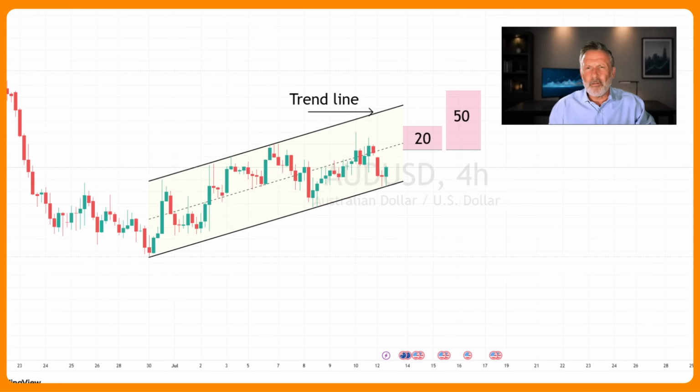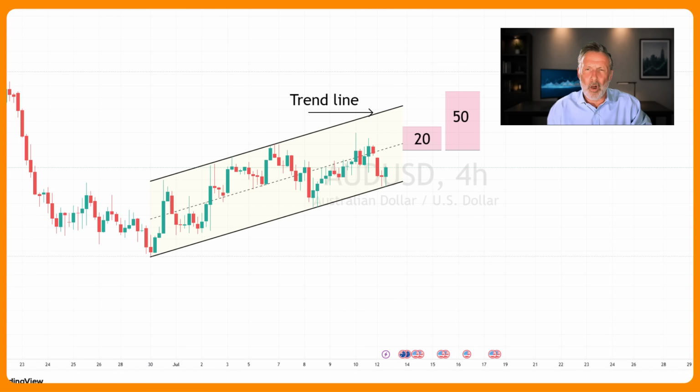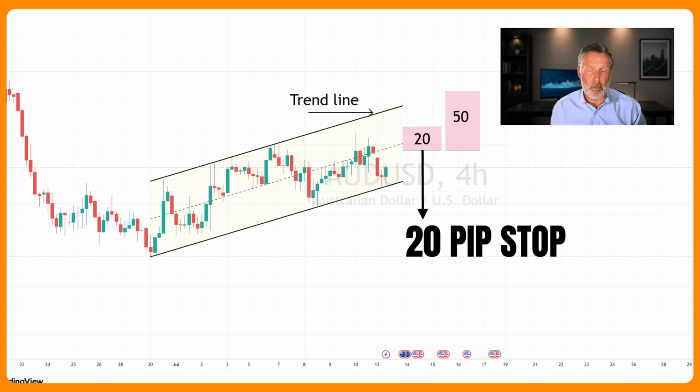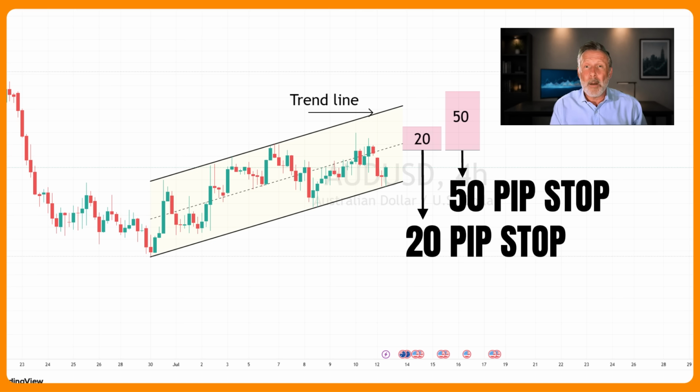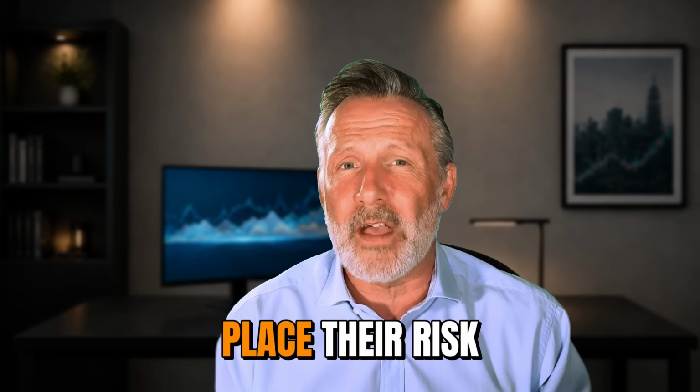Let me explain. Novice traders have a tendency to use obvious areas to place their stop losses. They make it very generic. A 20 pip stop, a 50 pip stop, above trendline resistance, or below previous support. This is why most beginner traders lose money for one simple reason. They do not know where to place their risk.